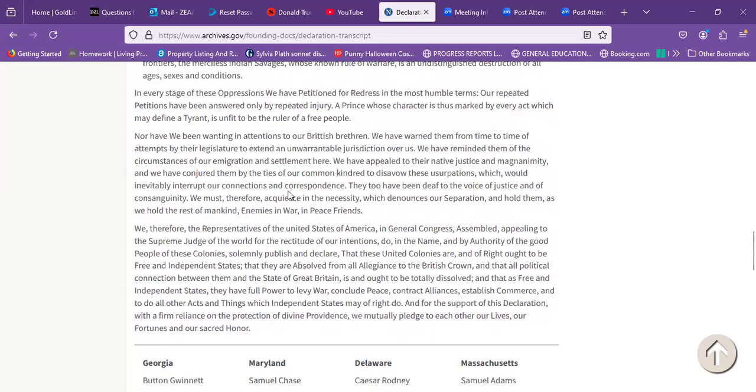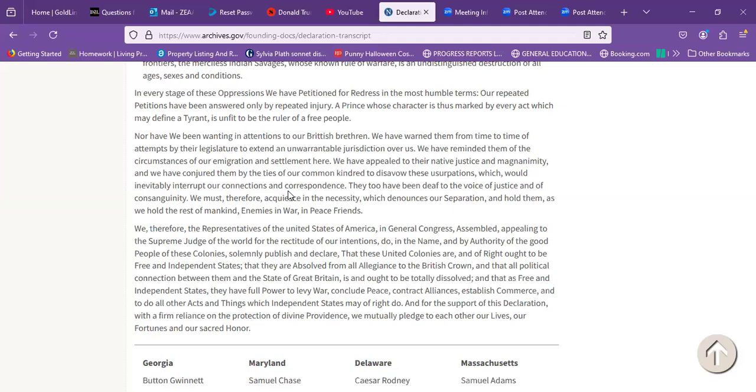In every stage of these oppressions, we have petitioned for redress in the most humble terms. Right here is where he comes to his counter argument. He's anticipating the objection to this, and he doesn't have to anticipate much because the objection to independence all along has been, yes, there are abuses, but we should petition, we should lobby the government to reform the way things are done in America. We should lobby in defense of our rights.